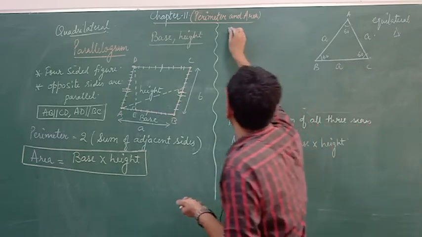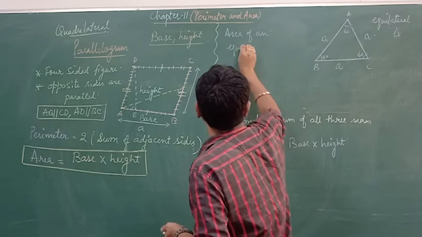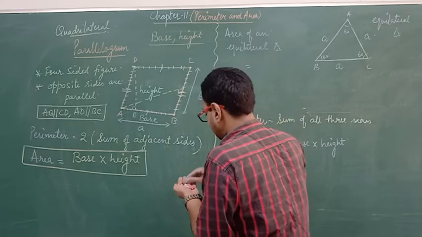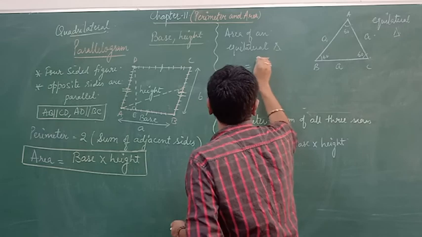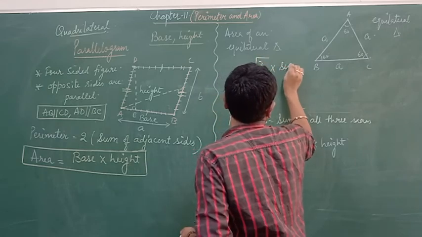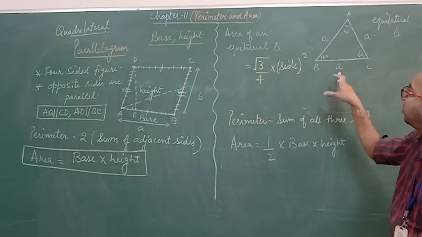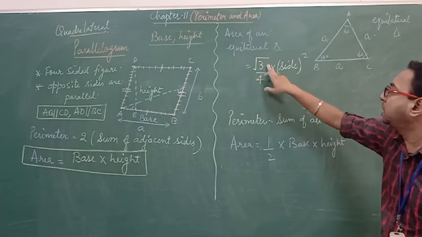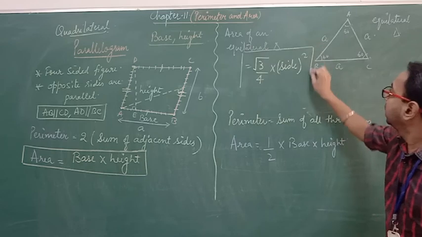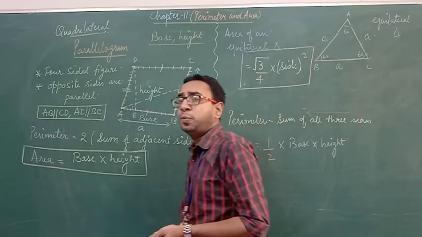Now let's see the area of an equilateral triangle. Formula looks a bit difficult, but no. It is √3 by 4 into side square. Whatever the side is given, just square it and multiply by √3 by 4. You will get the area of an equilateral triangle. Are we clear? With this, the concept related to exercise 11.2 is over.